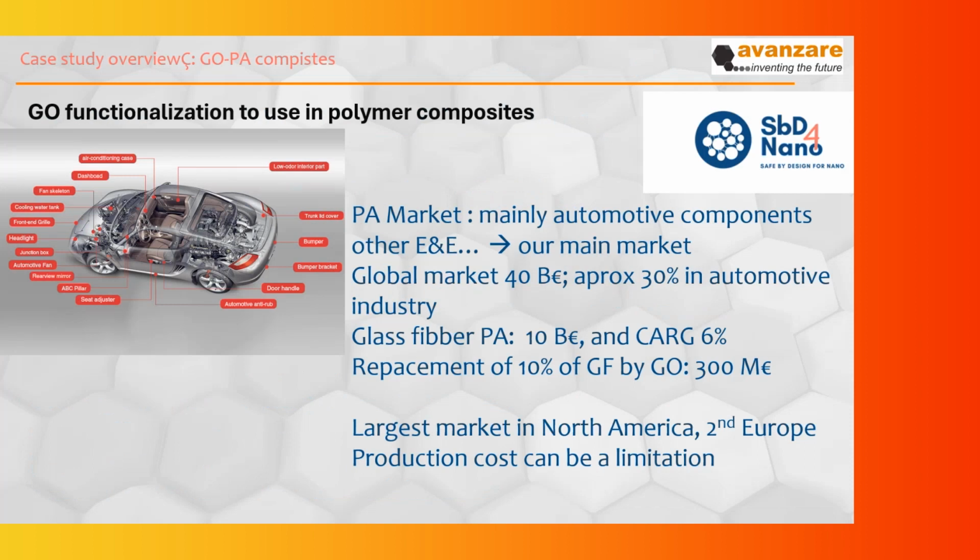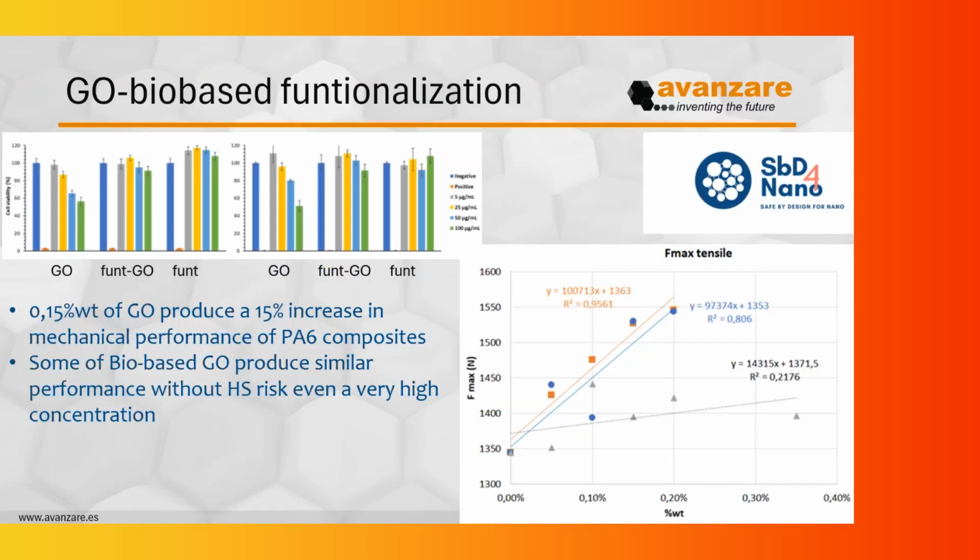What is our product or our case study in Safe by Design for Nano? Our main market is the automotive industry and we have focused on the automotive industry. What is the potential business? The global market is 40 billion euros, and at least 30% of this is in automotive. We just focus on automotive. Glass fiber is 10 billion euros and continuously growing, and the replacement of 10% of this glass fiber is at least 300 million euros. Why also select this case study? Because North America is the largest and the second is Europe in this market. For that, it is our main market that we can see.